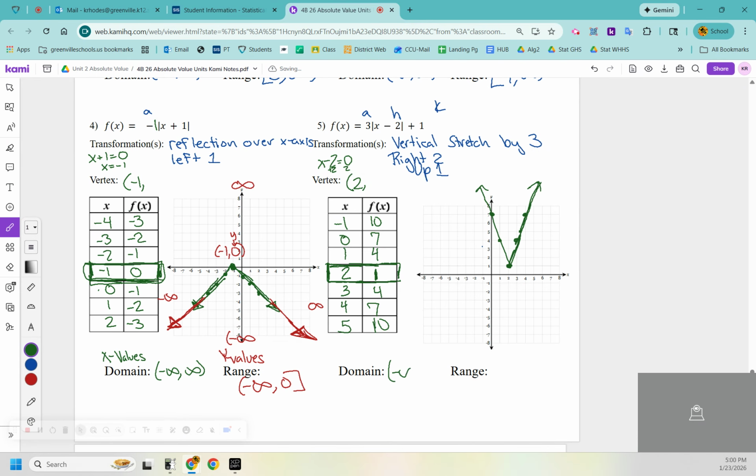Domain, guess what? Negative infinity to positive infinity, always for absolute values. Now range is different. Here's my first y value at 1. Then we have more y values over and over again. There's the graph. And then I get to an arrow going up forever. Positive infinity.